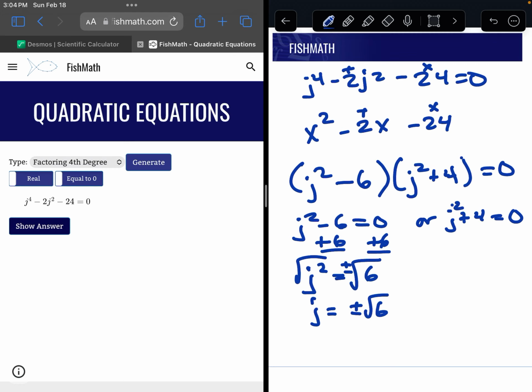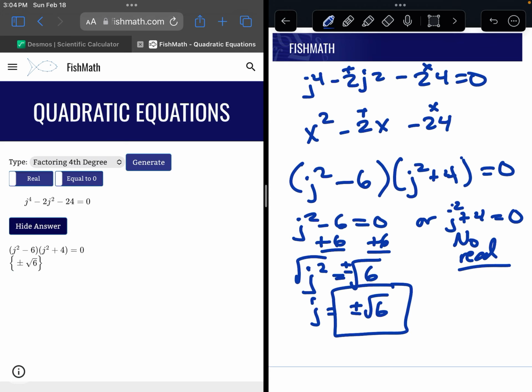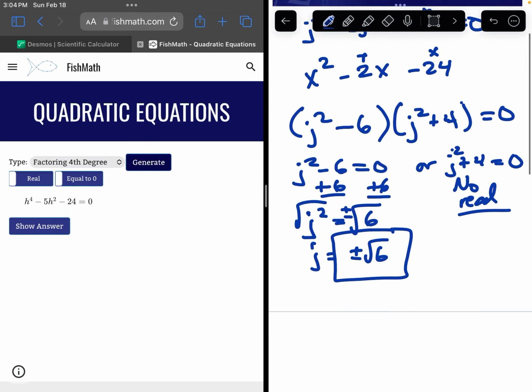j squared plus 4 has no real answers. So for right now, we're going to stick with real answers. So this would mean no real solutions for that one. So this would be the only real solution for this equation, which is what you see right there. Let's try another one here.